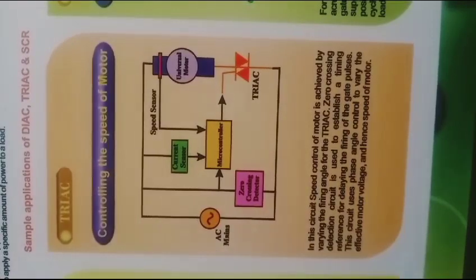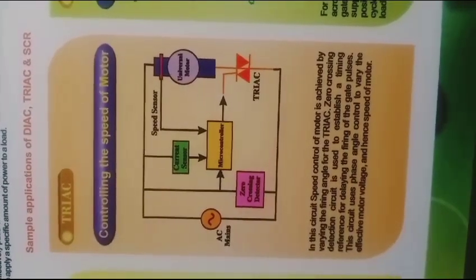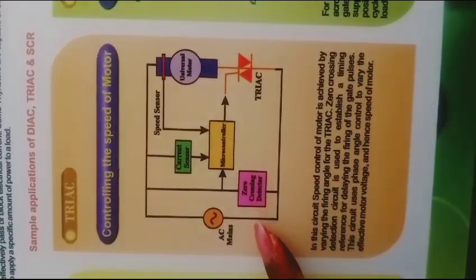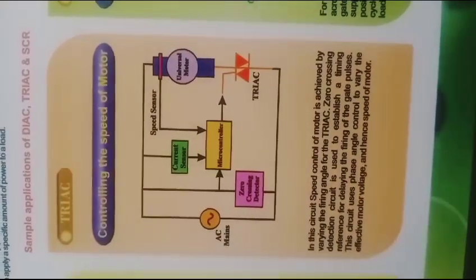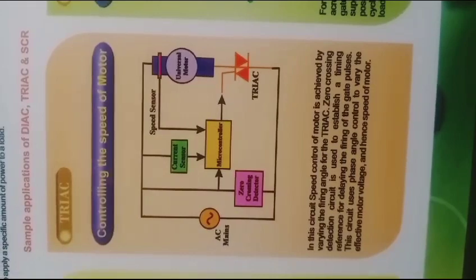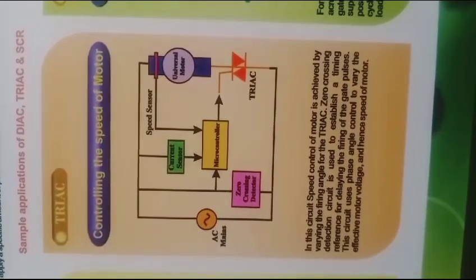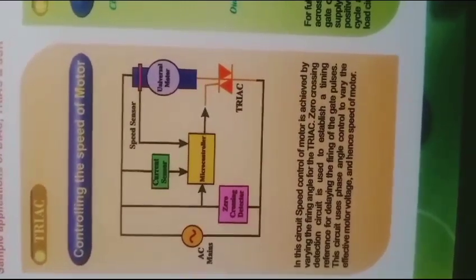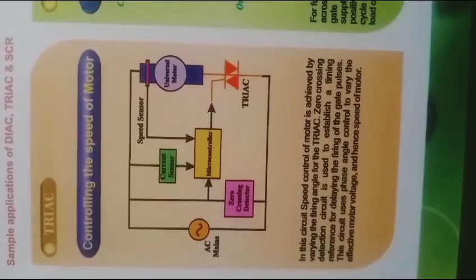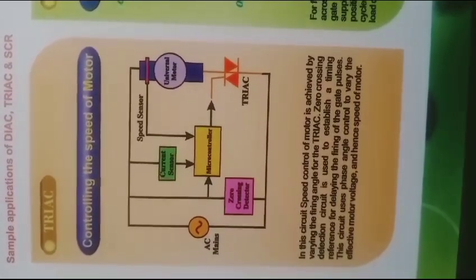The second one is the triac, controlling the speed of a motor. In this circuit, speed control of the motor is achieved by varying the firing angle. For the triac, a zero crossing detection circuit is used to establish a timing reference for delaying the firing of the gate pulse. This circuit uses phase angle control to vary the effective motor voltage and thus the motor speed.